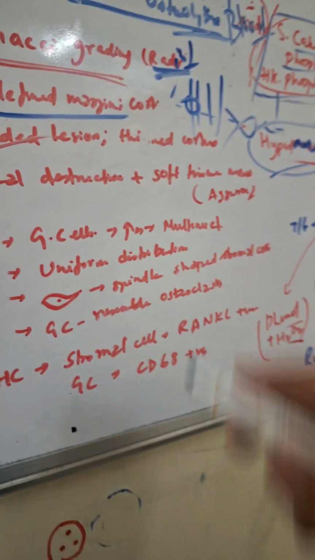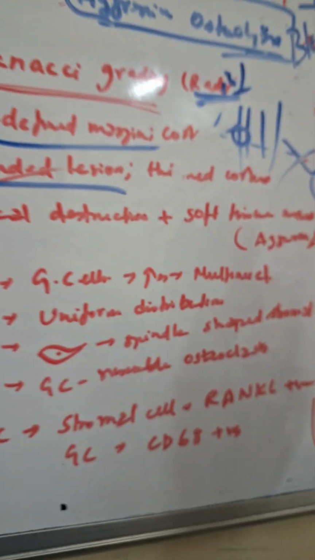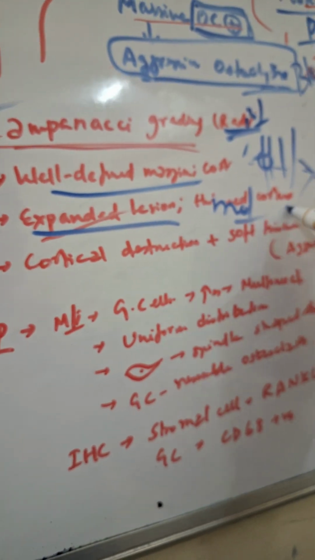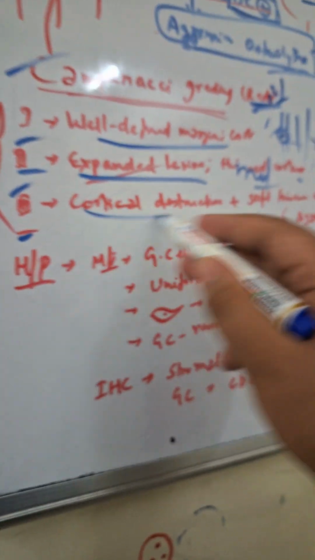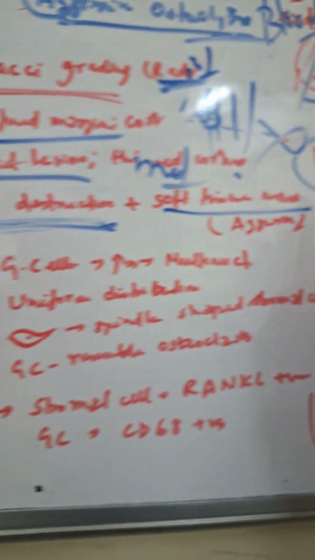In grade 2, there is an expanded lesion. The lesion has expanded over there because it is locally aggressive. Already the definition is no longer clear, and here you can see the cortex will be thin. Now third is the cortical destruction, finally with pathological fracture, whatever you can see like that. The soft tissue mass also is involved. So the third is the aggressive tumor.